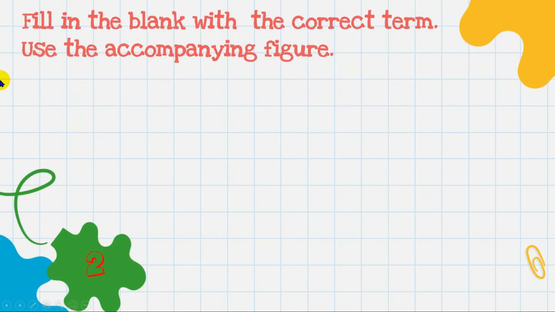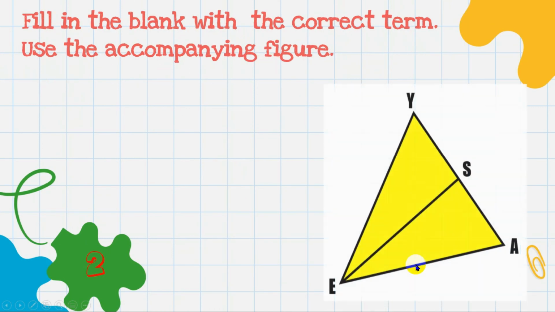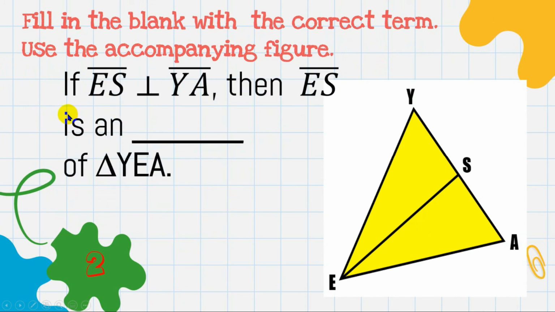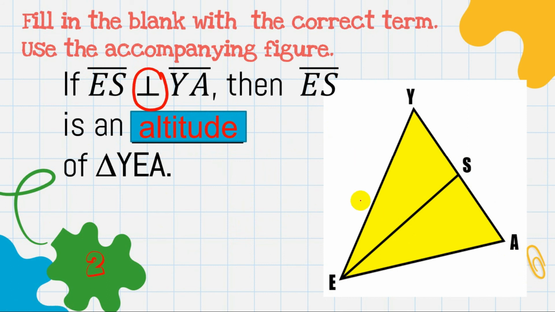Fill in the blank with the correct term and use the accompanying figure. So we have here triangle YEA, and the statement says that if line segment ES, what is this symbol? Perpendicular po ang symbol na yan. So, line segment ES is perpendicular to side YA. Kung perpendicular daw ang line segment ES sa YA, ibig sabihin, ang line segment ES ay ano daw po? So, yes, it is an altitude. Okay, pag perpendicular, ibig sabihin, meron tayong 90 degrees.